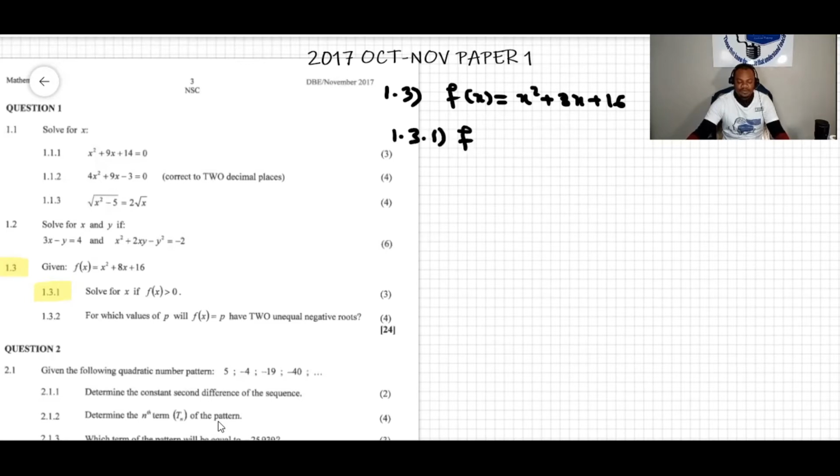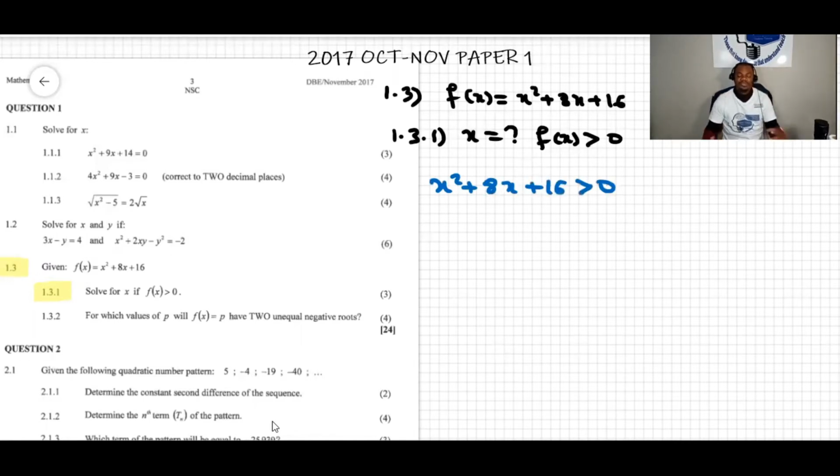We need to solve for x if f of x is greater than 0. Now, this is an inequality because we're going to make f of x greater than 0. I'm going to write here x squared plus 8x plus 16 greater than 0. So when we deal with inequalities, we need first to find the critical values. The critical values are those values that determine the boundaries of the interval over which the x value is defined.